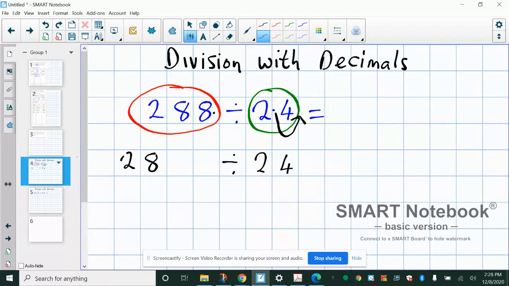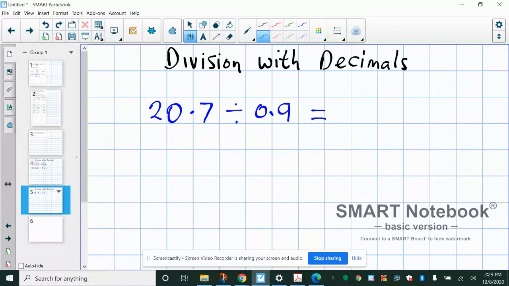So now it becomes the number 2,880, 10 times bigger. Because the decimal was there, we've moved it one place to the right to make the number 10 times larger. Then I just go ahead and proceed with my normal division rules.